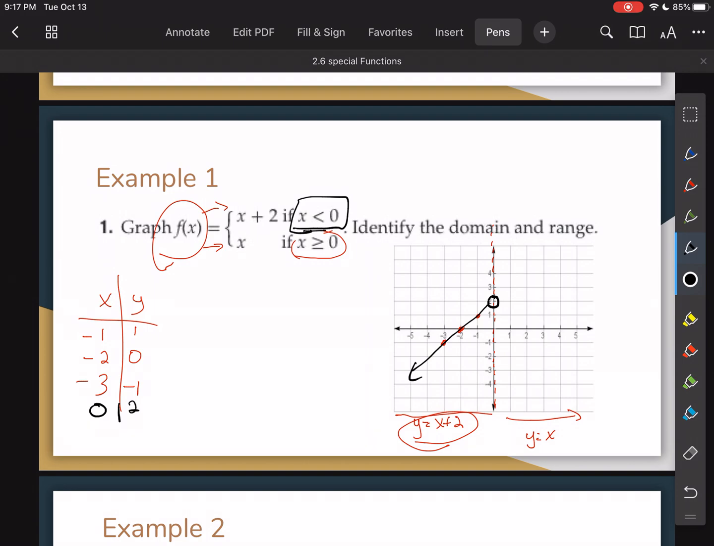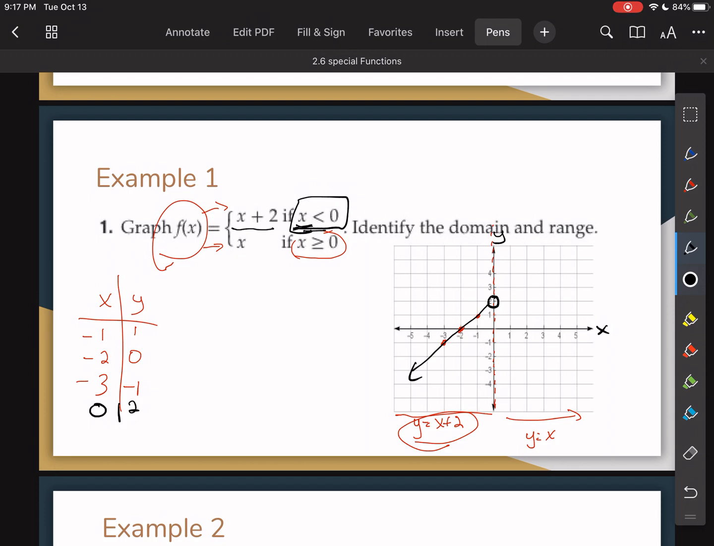So I just graphed the line y equals x plus 2, but I stopped it short and I put a hole in the graph at x equal to 0, because they only want me to graph this line when the x values are less than 0. That's what that means. That's all it means. Remember that these are your x values, these are your y's.